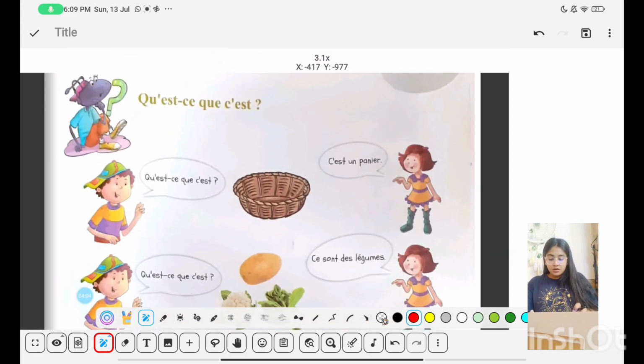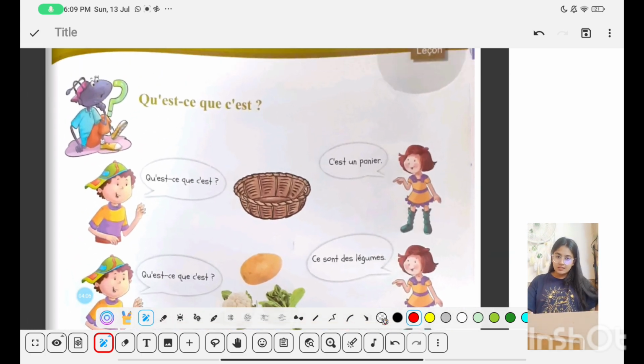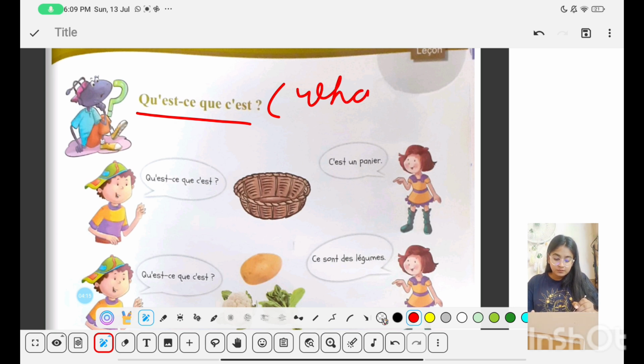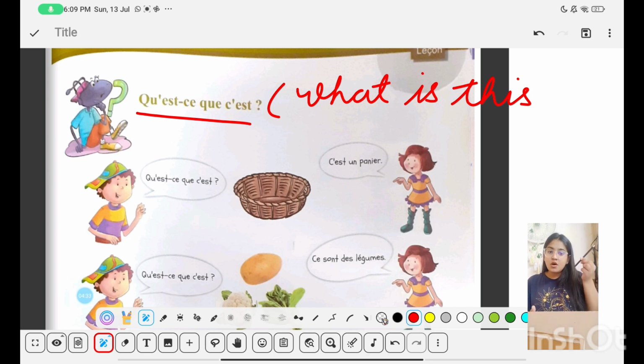Moving on to qu'est-ce que c'est? The next topic is asking questions about things. So, qu'est-ce que c'est? Qu'est-ce que c'est exactly means what is this? And whenever someone asks us what is this, we always have two replies. This is whatever the object is, and these are. Suppose somebody is asking me for this one pen. Qu'est-ce que c'est? I'll say this is a pen.